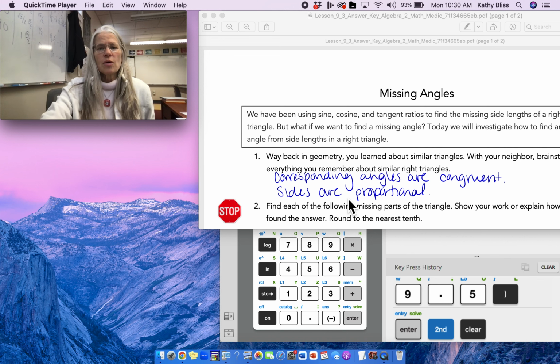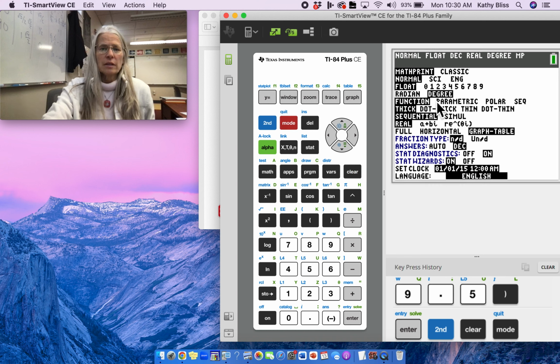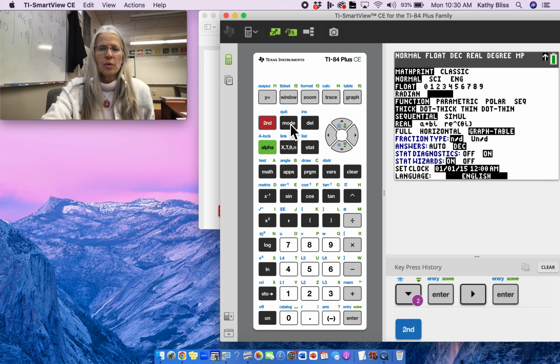Okay, and just a reminder, when we are doing trigonometry, we want to make sure that our calculator is set in degree mode. So you want to scroll down, and if radian is highlighted, you want to go over to degree and highlight that by clicking on your enter key and then quitting out of that.